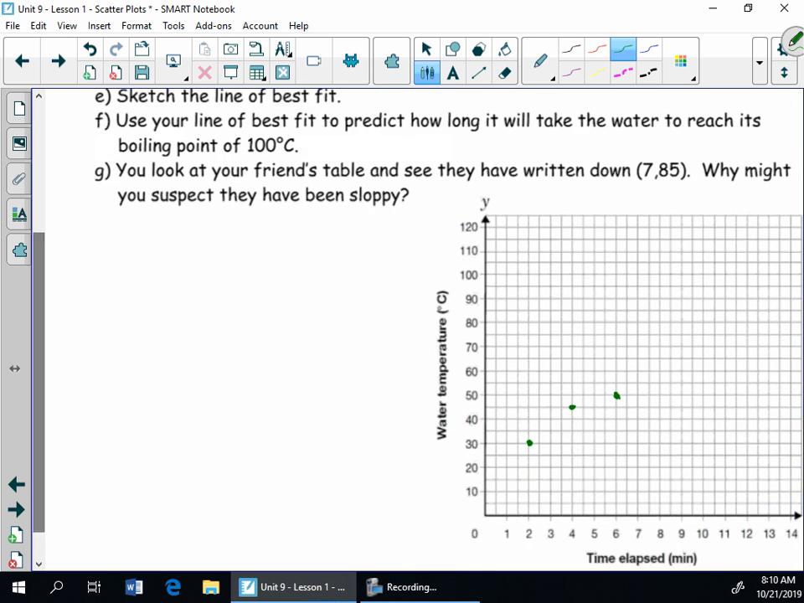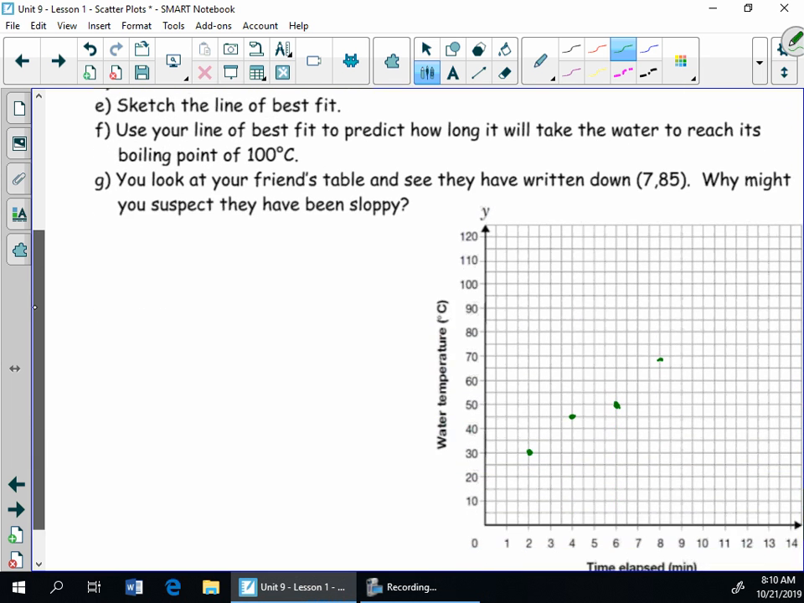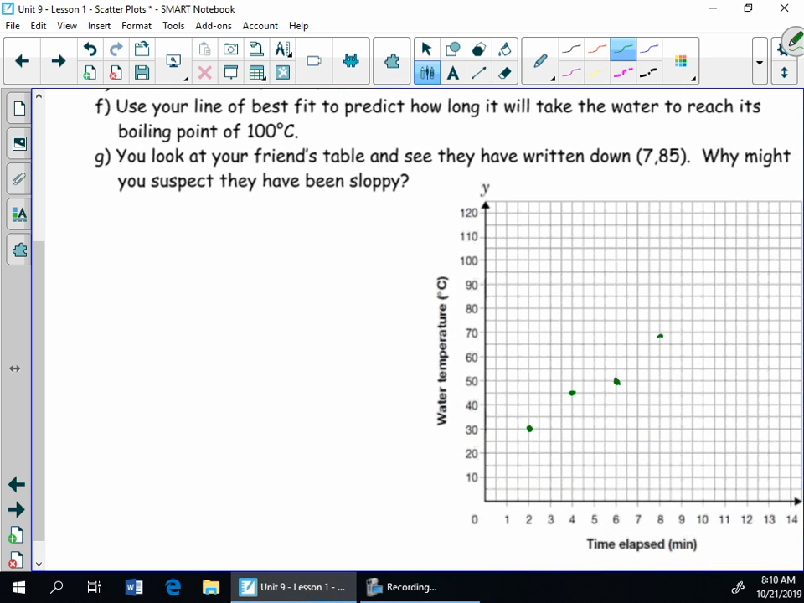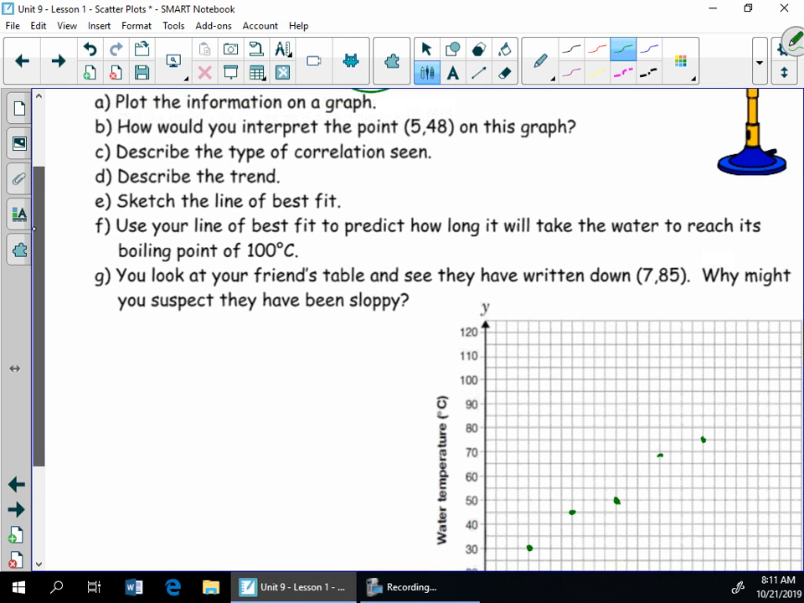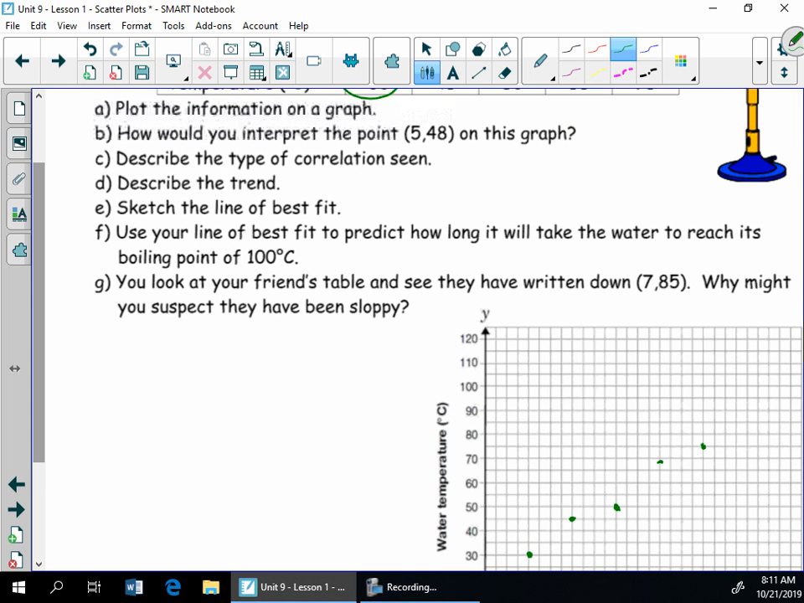8 and 68. I'm going to have to estimate on this one because 68 is not a nice number for us. So somewhere around there. And 10 and 75. Right about there, I'd say. Okay, there's a scatter plot. It's not a perfectly straight line. It's pretty close, but not perfect, which is reasonable. That's what happens in an experiment.